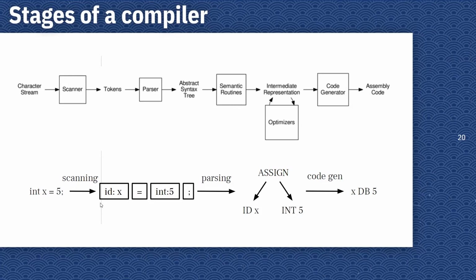So in the scanning step, this is broken down into the identifier token, equals, the 5 token, and the semicolon token. And after the parsing step, it's broken down into this abstract syntax tree. And there isn't really much to do in terms of optimization. So the compiler can then just spit out the assembly code xdb5. And what this means is just the assignment of a byte containing the value 5 into a location called x.